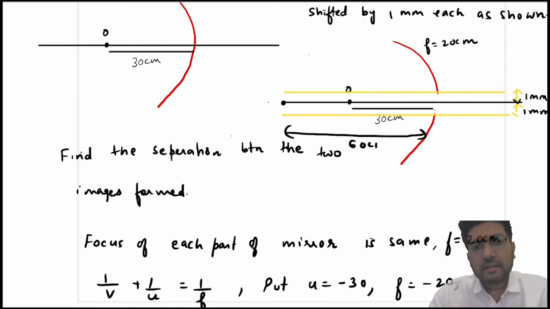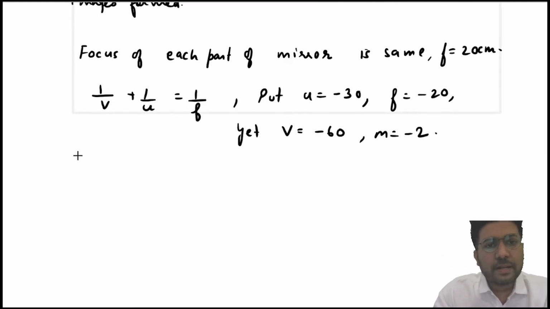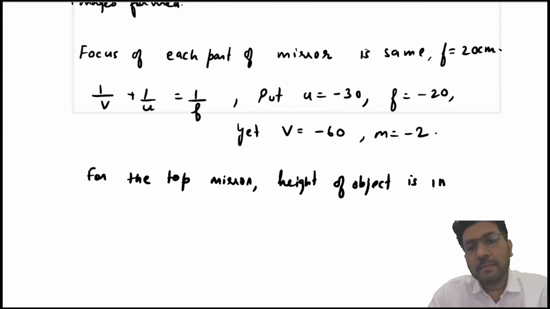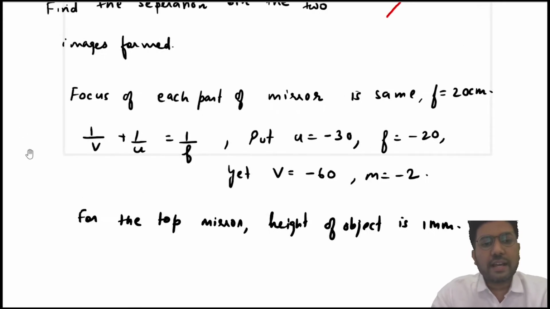But now what has happened is, see, all distances are measured from the axis, right? So here the axis has changed. For the top mirror, what you will say? You will say that this is the axis and the object is here. So the height of the object is 1 millimeter. Okay. So I will write for the top mirror, the height of object is 1 millimeter.